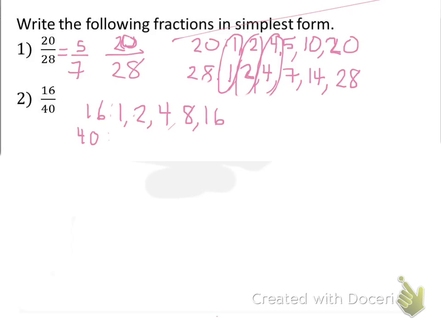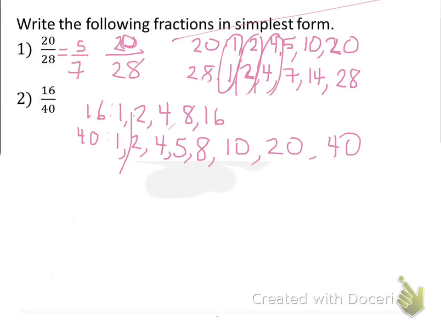40 is a little bit longer. Divisible by 1, definitely. 2, yes. It's not divisible by 3. It's divisible by 4. It's divisible by 5. And it's 5 times 8 that gives 40. 4 times 10 gives 40. 2 times 20. And then lastly, 1 times 40.